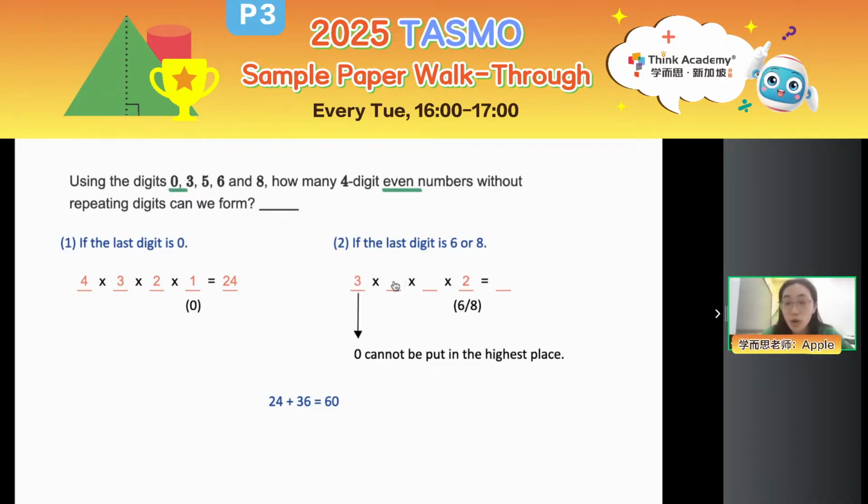Then following this, what about the hundreds place? Well, just now you didn't use 0, but 0 is still in the leftover. So following this, we still have 3 choices for the hundreds place. Then, there are only 2 choices for the tens place. And altogether, in the second case, you see that there are 36 different ways.